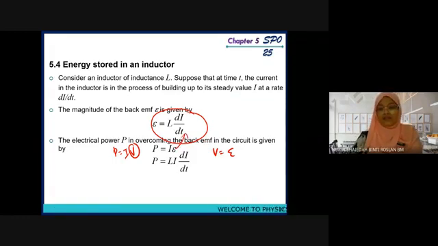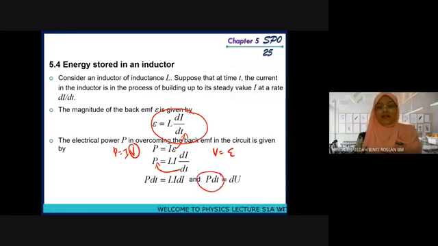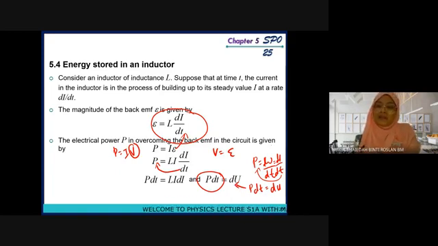L di over dt. So from here, dt we bring up to the top. So you get P dt equals to Li di. So what happened? P dt. Okay, if you recall, power equals work over time. Work can equal energy over time. So I can bring the t up to the top. So P dt, d, I put d, equals to dU. That is where the formula comes from. It comes from the work formula.